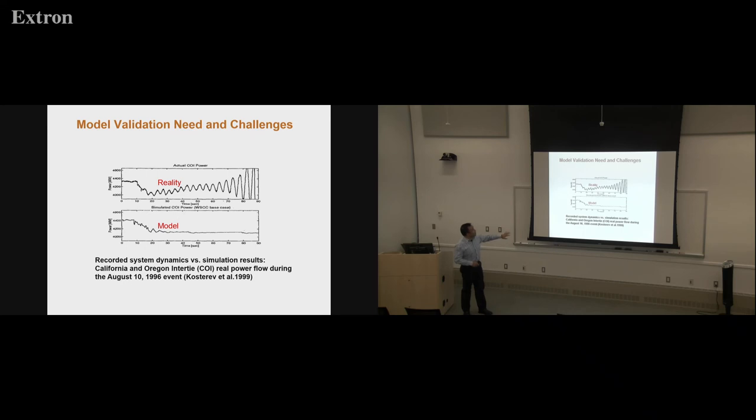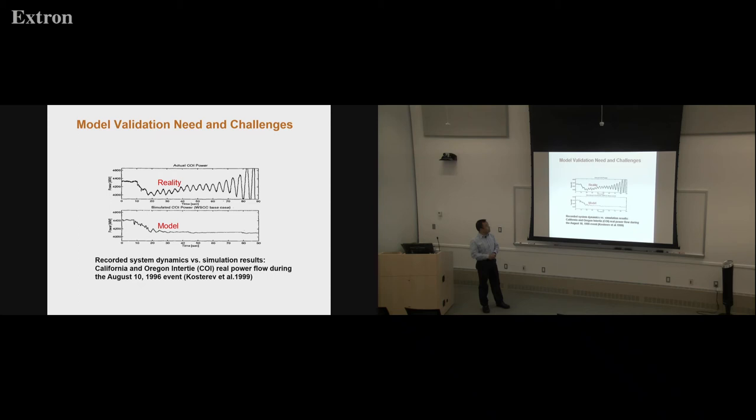So this is another example where we need model validation. In terms of interconnected systems, this is a power system blackout that happened on August 10, 1996, between the California and Oregon interconnections. The top figure represents what really happened. There's a voltage drop, and this voltage drop triggers some oscillations, then this oscillation was amplified and caused a cascade failure. And the bottom one is what the model predicts.